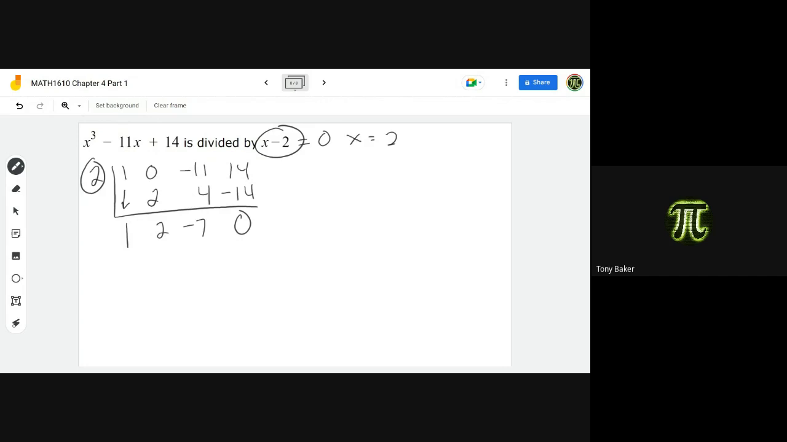All right. Questions with that? Next step, we have to write our answer. My terms start off with x to the third. I go one less than that. So I have 1x squared plus 2x minus 7 with a remainder of 0. It's always one less exponent than you started with.